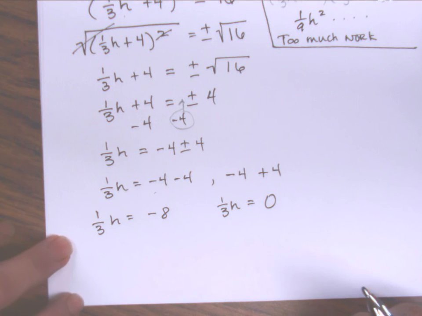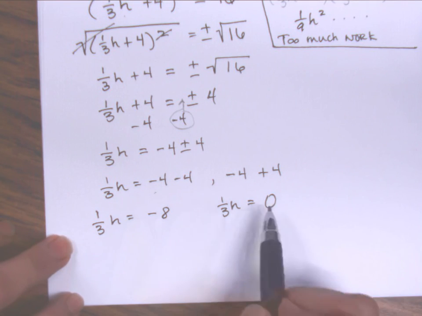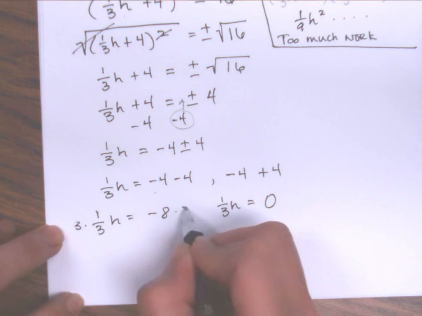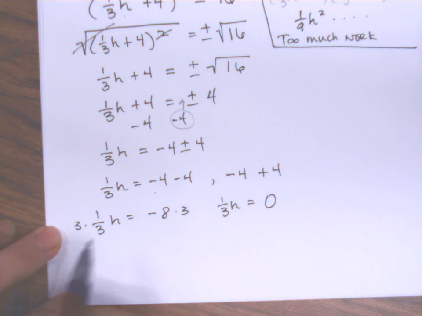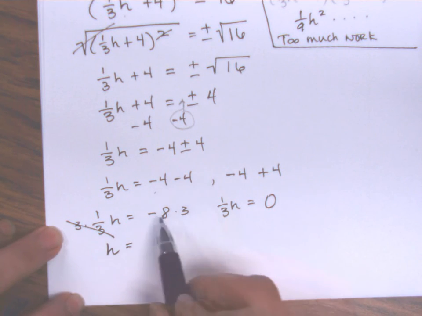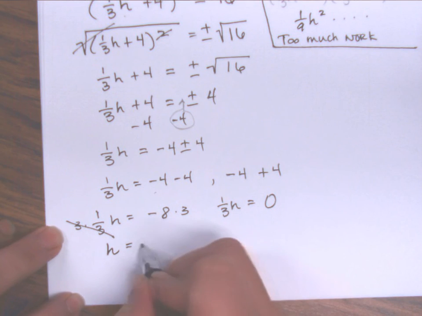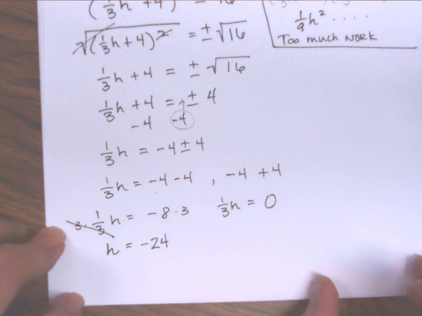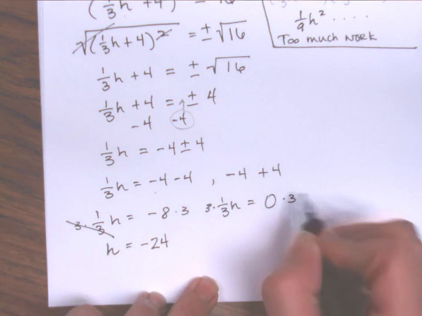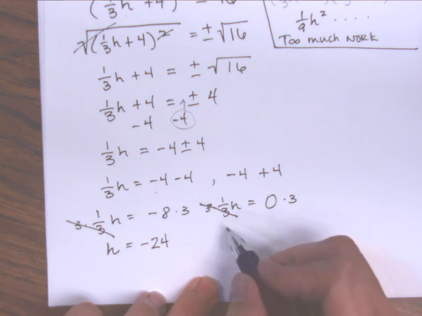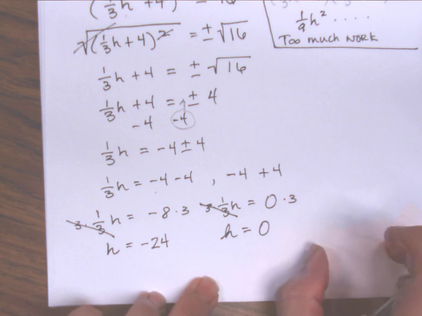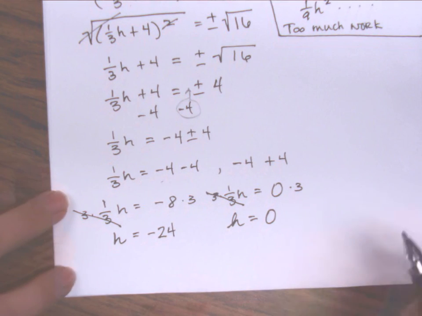Now I can continue to solve for h on both of these equations. Here I want to multiply 3 on both sides. If I do that, these 3's cancel and I'm just left with h equals negative 8 times 3, which is negative 24. And I'm going to do the same thing over here, multiply 3 on both sides. These 3's cancel out, and I'm left with h equals 0 times 3 is just 0. Okay? And now we're done.